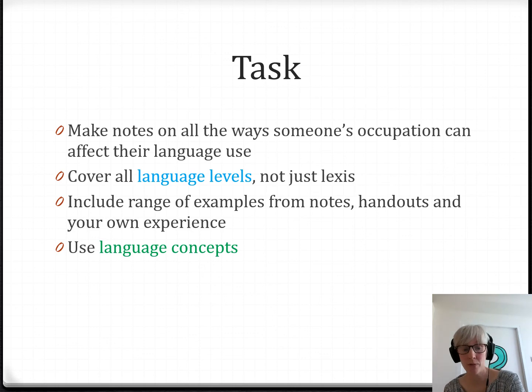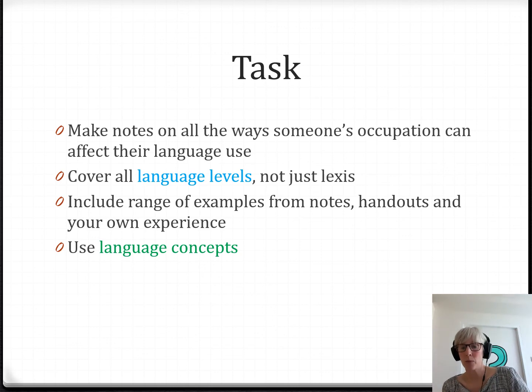So in order to revise, what I'm suggesting, yes, make notes on all the ways someone's occupation can affect their language use. So that was the question at the beginning. How does your occupation affect your language use? So now you should have notes that cover all the ways in which that happens. Cover all language levels, not just lexis. Okay, so there it is in blue. If you're thinking, oh, what are the language levels? You can go back and see.